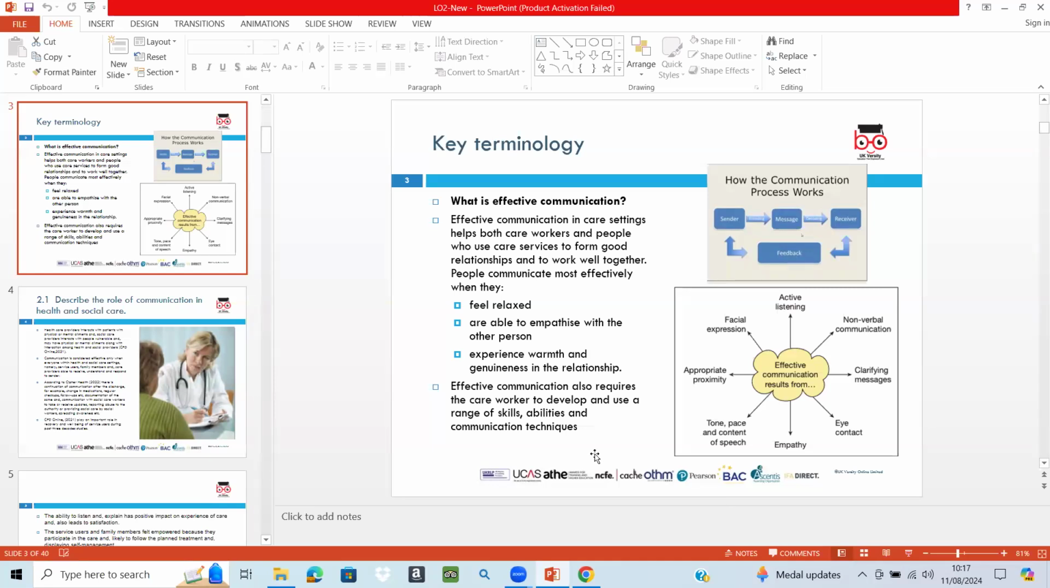Effective communication also requires the care worker to develop and use a range of skills, abilities, and communication techniques.